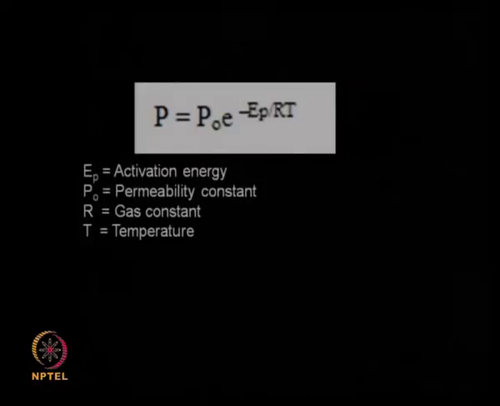Now we mentioned that it is a function of Arrhenius equation. So we have the permeability P equal to P0 exponent raised to the power minus EP by RT. EP is the activation energy, R is the gas constant and T is the temperature. So P0 is the permeability constant.